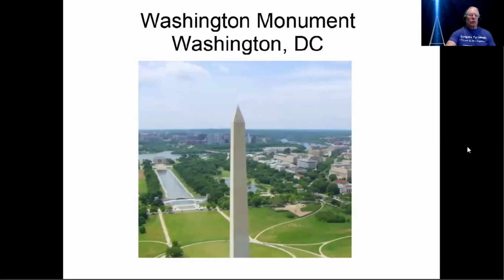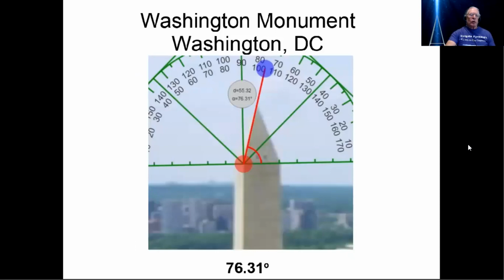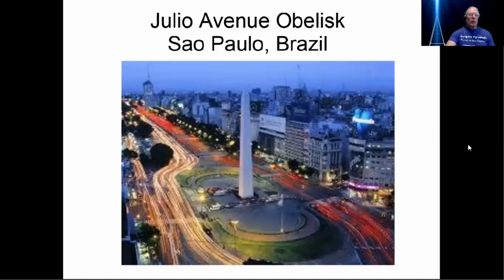Now, here is the most important obelisk in the United States, and that's namely the Washington Monument. The Washington Monument, as you can see, has a pyramidal structure that looks identical to those that we found in the previous Egyptian hieroglyphs. And when we go to measure it, sure enough, we're finding that the slant angle of the pyramid on top of the Washington Monument is 76.31 degrees.